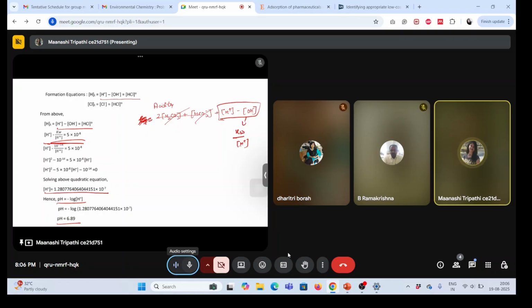Okay, so HCN is there. Hydrogen cyanide may form if the pH goes below 10.5. So if the solution is prepared by dissolving 10 raised to minus 2 molar NaCN in water, select whether the below statement is true or false. The pH of the solution will be in the range to minimize the release of toxic gas. True or false?